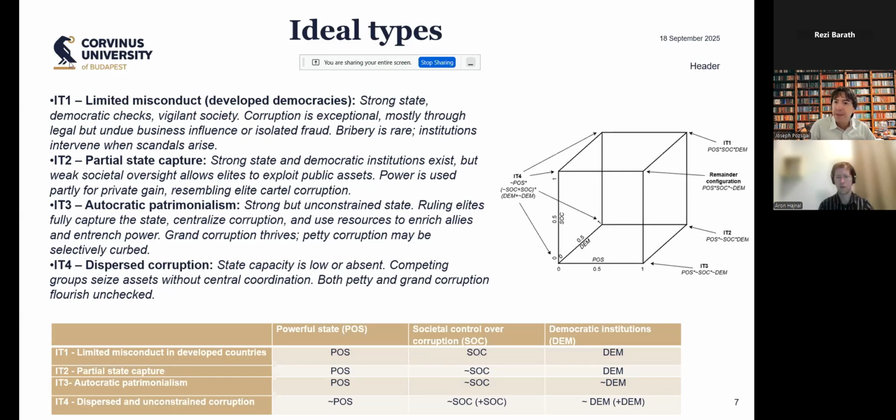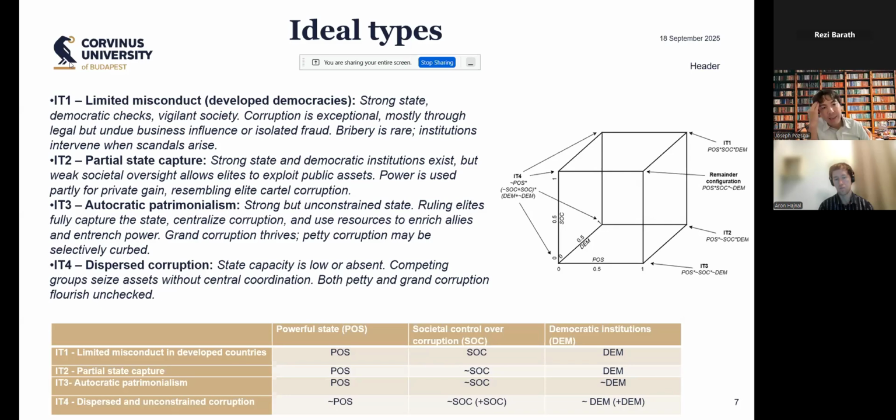Yes, I think I understood now better what you meant. So yes, the second two dimensions, societal control over corruption and democratic institutions, are both constraints. Societal control is more like an informal kind of constraint, and democratic institutions are formal constraints. So yes, it's kind of like an institutionalist approach in which the state faces controls or counter incentives from different sources. And yes, indeed, our work is based on these other works that you mentioned.